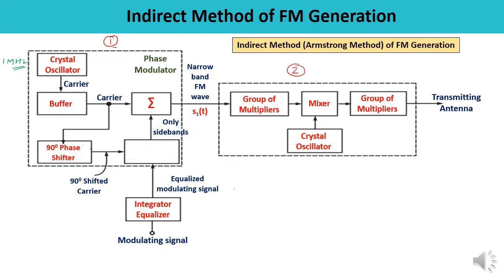This carrier is applied to the combining network directly, and one carrier is applied to the 90-degree phase shifter, then to the product modulator. The modulating signal is passed through the integrator to boost the low modulating frequencies, and then it is applied to the product modulator. At the output of the product modulator only sidebands are available, which means we get double sideband suppressed carrier, as in the case of the amplitude modulated wave. Let us discuss it in more detail in different parts, part 1 and part 2.